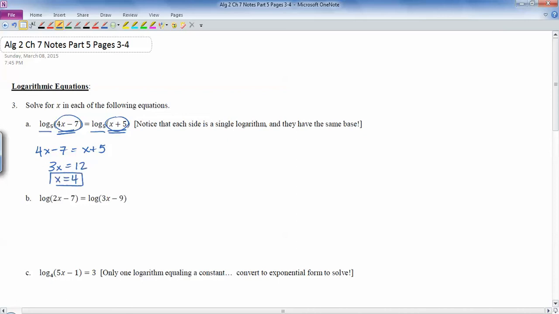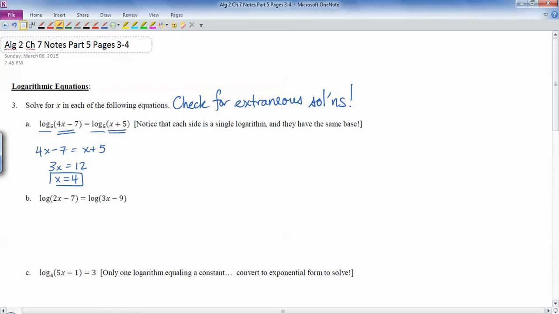Now, the thing about log equations is the only thing that can ever go inside a log is a positive number. You can never even have 0 inside the log. So it turns out we gotta plug it back in and check. So really what you want to put here is check for extraneous solutions, because you don't always get solutions that work.